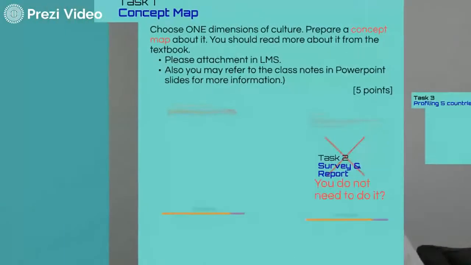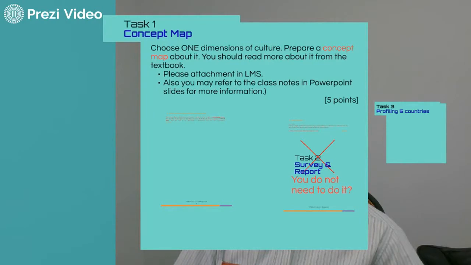The first part is preparation of a concept map about the dimension that you have chosen for yourself or for your team. See here, choose one dimension of the culture, prepare a concept map about it. You should read more about that dimension from the textbook. Please see the attachment in the LMS. And also you may refer to the PowerPoint notes of the class in order to prepare your concept map about the dimension that you have chosen.